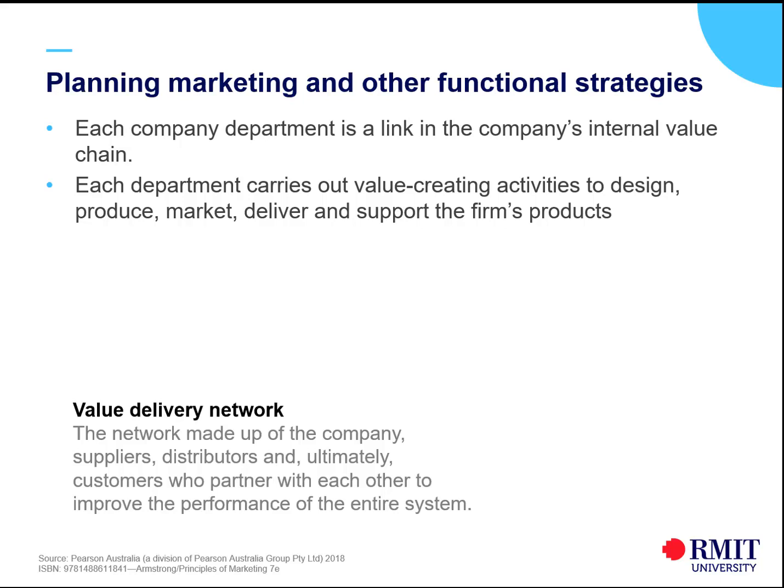A company's value chain is only as strong as its weakest link. So success will depend on how well each department performs its work of adding customer value, and on how well the activities of various departments are coordinated. So using the Coles supermarket example, if buyers cannot obtain the lowest prices from their suppliers, or if operations cannot distribute merchandise at the lowest cost, then marketing can't deliver on its promise of everyday low price. And that's about the value delivery network.